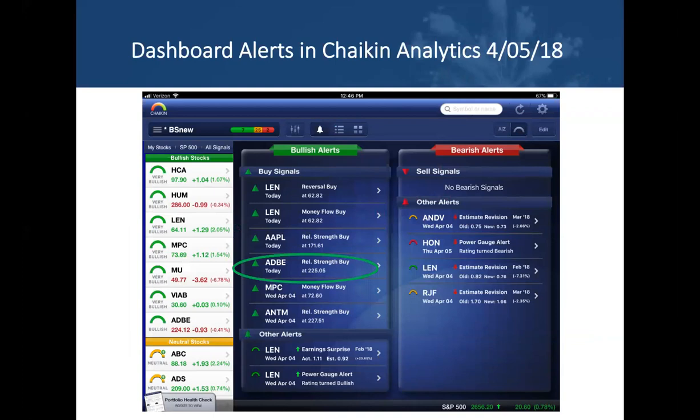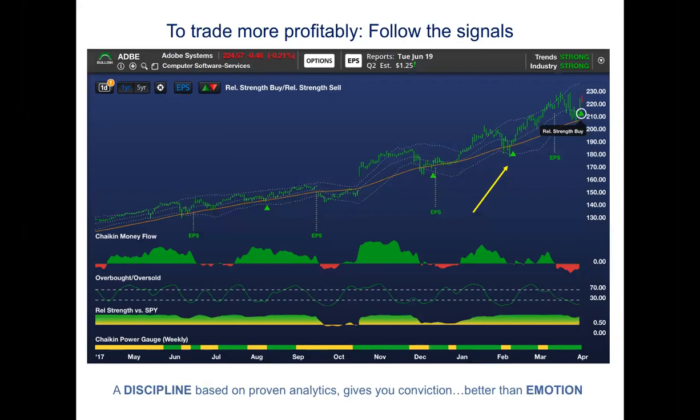For the list of stocks that I'm following, about 6 of them gave buy signals coming into today. One of them was Adobe, which gave a relative strength buy. So here's what Adobe looked like this morning. It gave a relative strength buy, which is one of our favorite signals for options trading. It's accurate about 70% of the time. So now I look back at those relative strength signals on the chart and I see that they've been working.